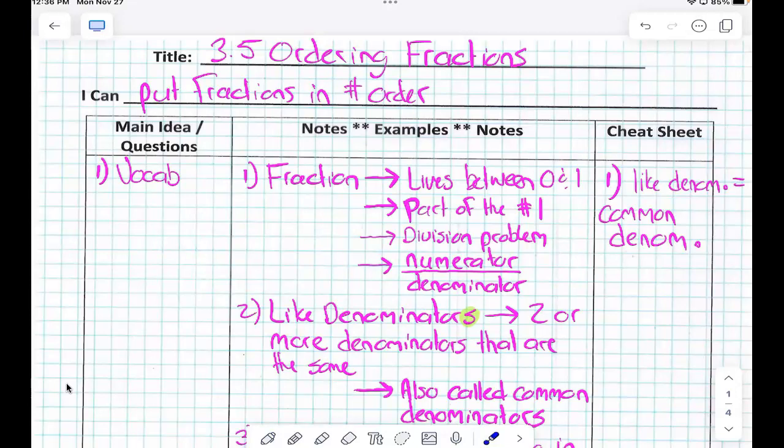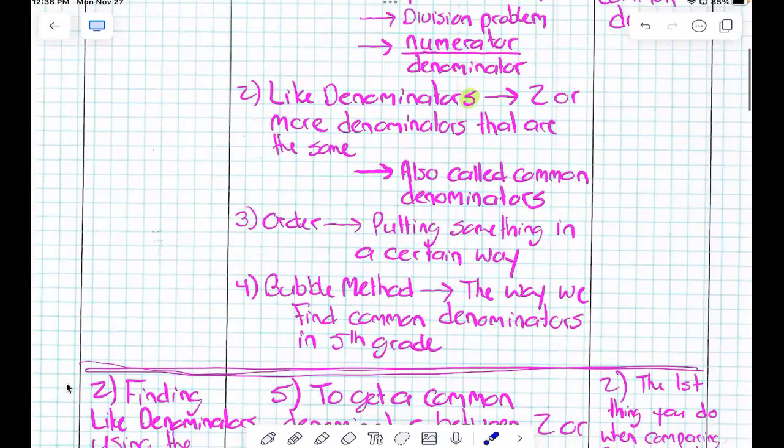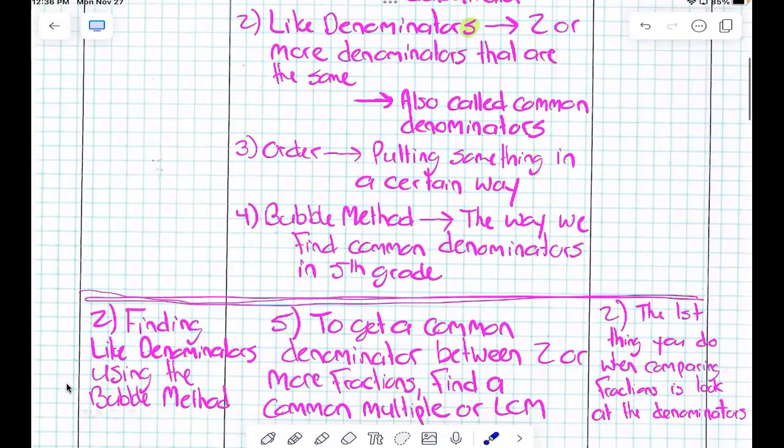Mr. Pottinger? Yes. How about number 2, like denominators? Give me another name for a like denominator. Common denominator. Like denominators and common denominators mean the same thing, right? Yes. That's when 2 or more denominators are the same. Third word, fourth word, order, bubble method, we're going to talk about when we get to.